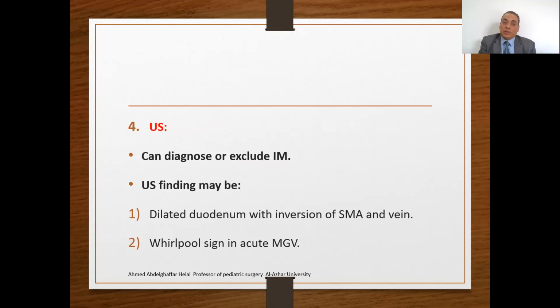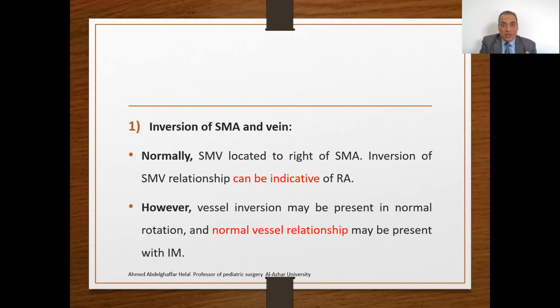Ultrasound is very important and can diagnose or exclude intestinal malrotation. However, its sensitivity and specificity cannot replace the upper contrast study. Ultrasound findings may show a dilated duodenum, inversion of the relationship between the superior mesenteric artery and vein, or what is called the whirlpool sign in acute midgut volvulus. Normally, the superior mesenteric vein is located to the right of the artery. Inversion of this relationship is indicative of rotational anomalies. However, this vessel inversion may be present in normal rotation. Moreover, a normal vessel relationship may be present without intestinal malrotation.